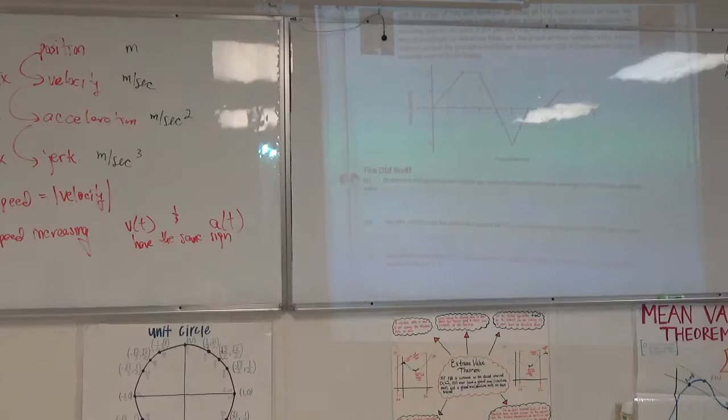Part C: assuming that at time t equals 3, the position is given by x of 3 equals 4, write an equation for the tangent line at t equals 3. Have a quick conversation with somebody near you. What would you do?